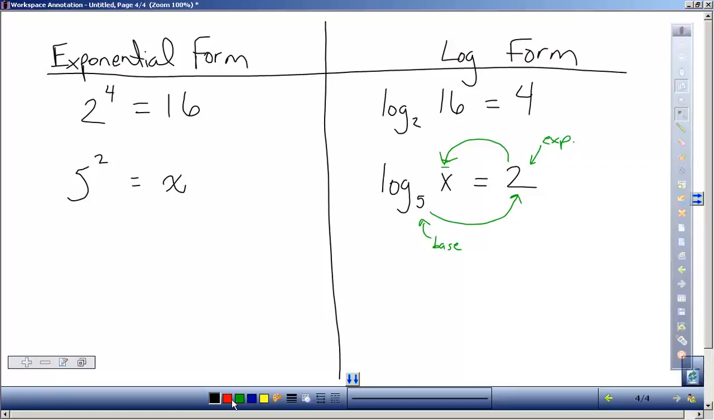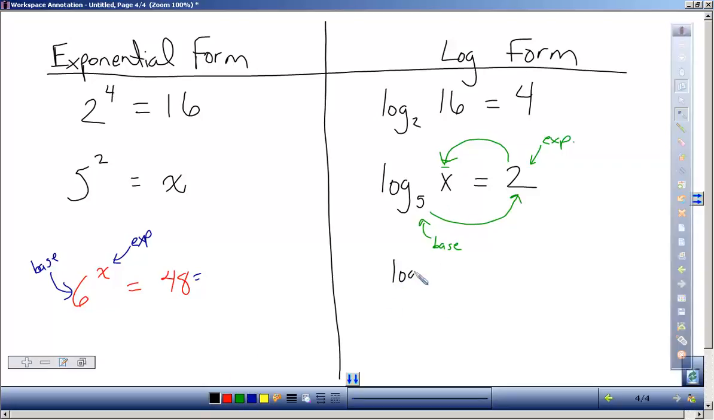So I took this log and I rewrote it as an exponential. You can also do something similar the other direction. If I have that 6 to the x power is equal to 48, this would be the exponential form. So things that I know, 6 is the base, x is the exponent, and 48 is what it's equal to.